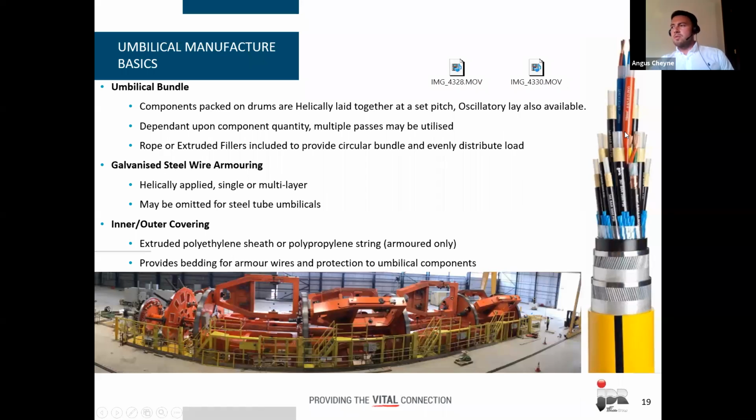And then once you've assembled your components and armored it, you apply the outer layer. This could be the polyethylene sheath, as is shown in the picture on the right, or it could also be polypropylene roving string, which is very commonly used for cables. This really is there to provide protection to the components. You have an inner sheath which protects the components when they're being armored. Then you have the outer sheath, which protects the overall umbilical from external forces.